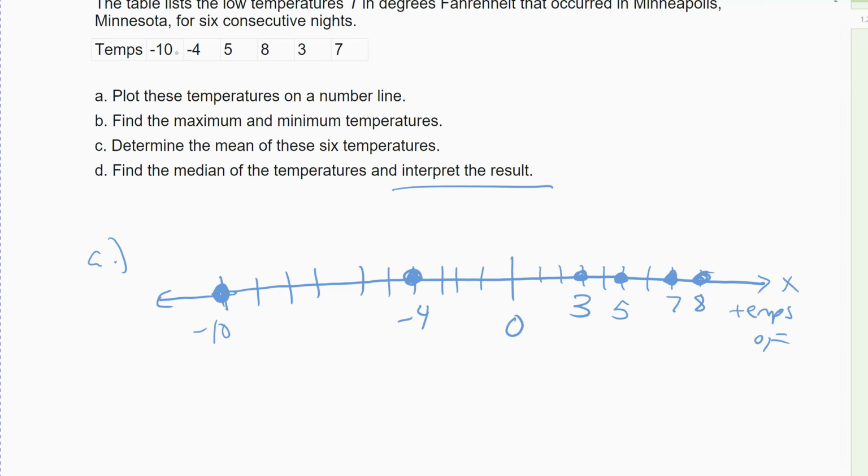Alright, and again, number lines, just plot the numbers on the number line. So just count how many spaces they are going. Either you go negative to the left, positive to the right. And then actually looking at the number line, it's easy to see what my max and min temperatures are. The maximum temp was 8 degrees Fahrenheit, right? That's the biggest temp over the 6 days.